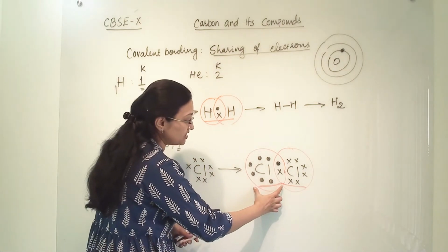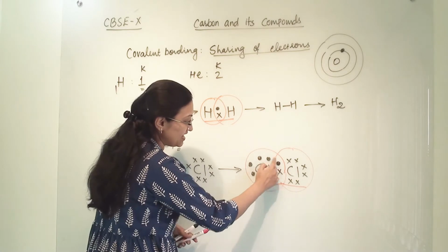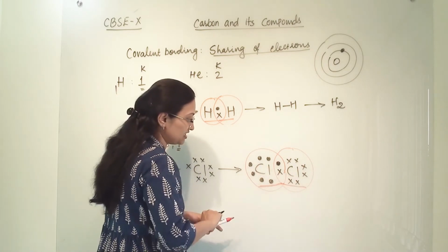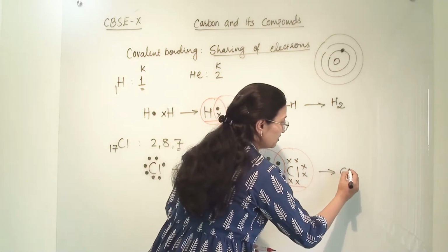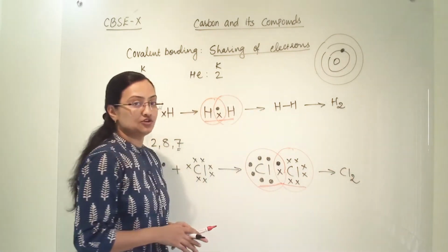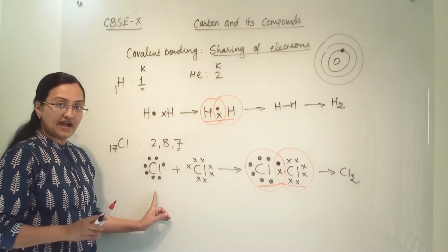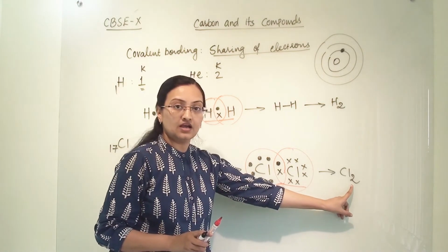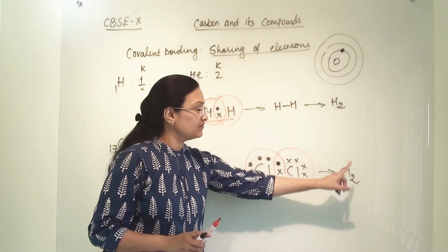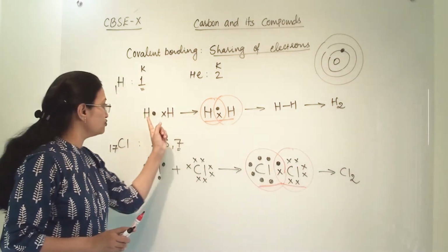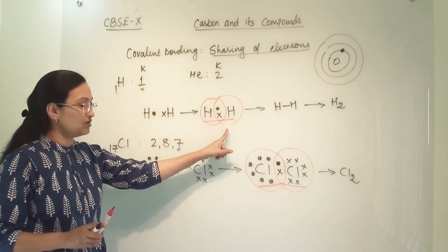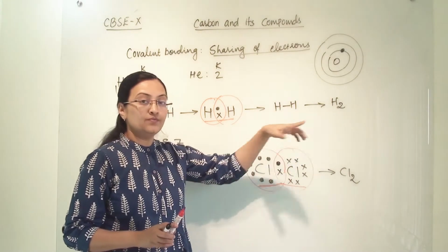So its octet is completely filled. It has 8 electrons. This chlorine also has 8 electrons, and in turn we will get chlorine molecule. These two were atoms. They shared one electron and they make chlorine molecule, hydrogen molecule. Here two atoms of hydrogen have shared one electron and form one molecule.